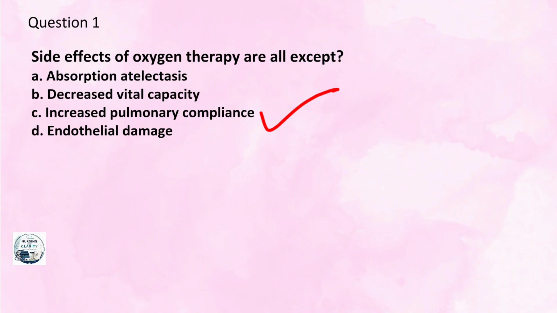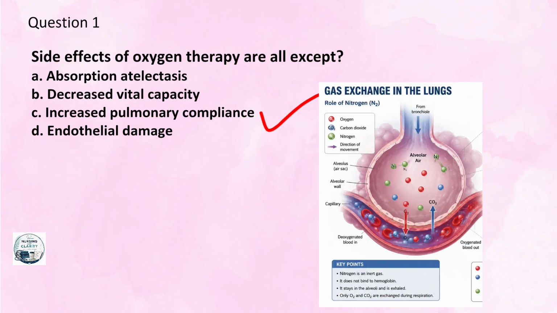Absorption atelectasis is the partial or complete collapse of tiny air sacs, which are called alveoli, in our lungs. Usually, clean air is a mixture of several gases, mostly nitrogen and oxygen. It also contains small traces of carbon dioxide and several other elements. Major components: nitrogen, which helps to keep alveoli open.